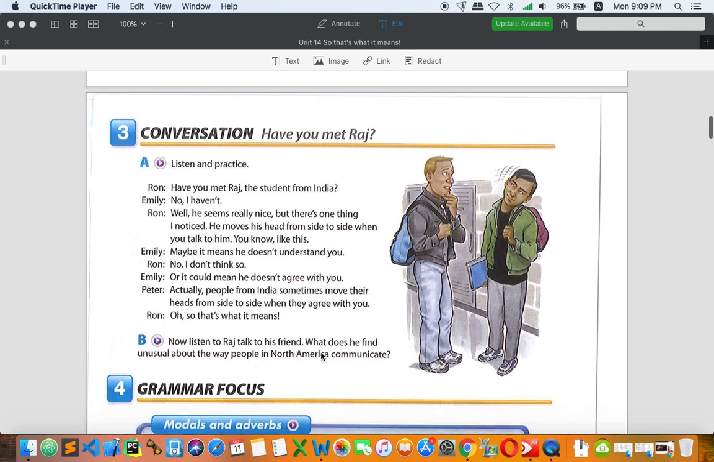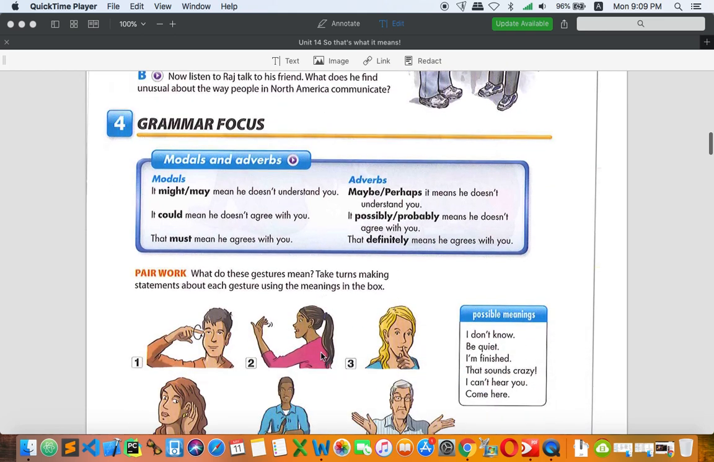All right, so number 4, which is about the grammar focus, modals and adverbs. In this lesson, we're going to focus on this too.